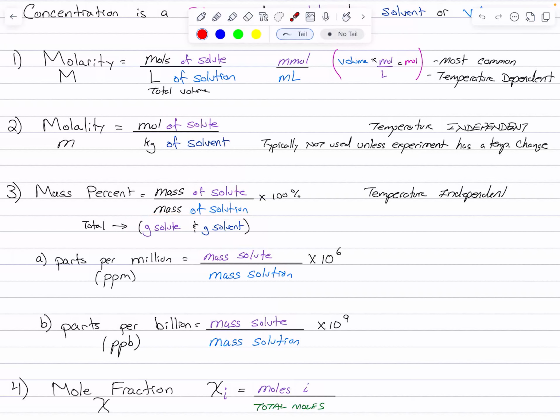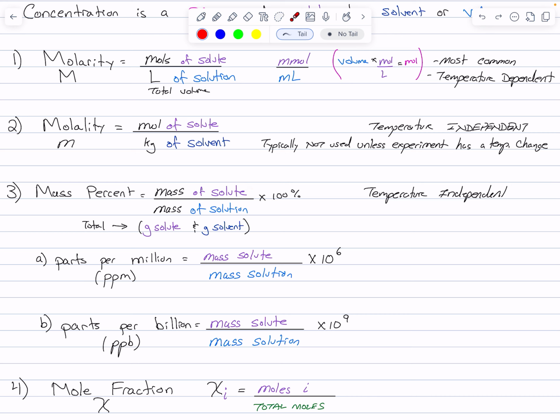If you've been to the hospital and gotten an IV, there are different IV bags: 5% blood sugar or dextrose, which is a glucose, or 0.9% NaCl. Those are just two of many examples that are used. And so it's the mass of the solute over the mass of the whole solution.